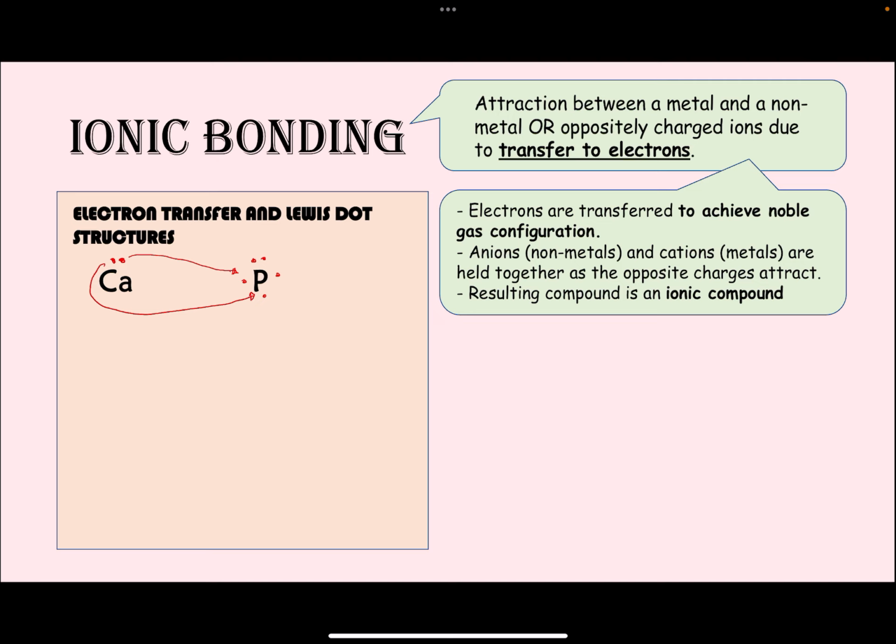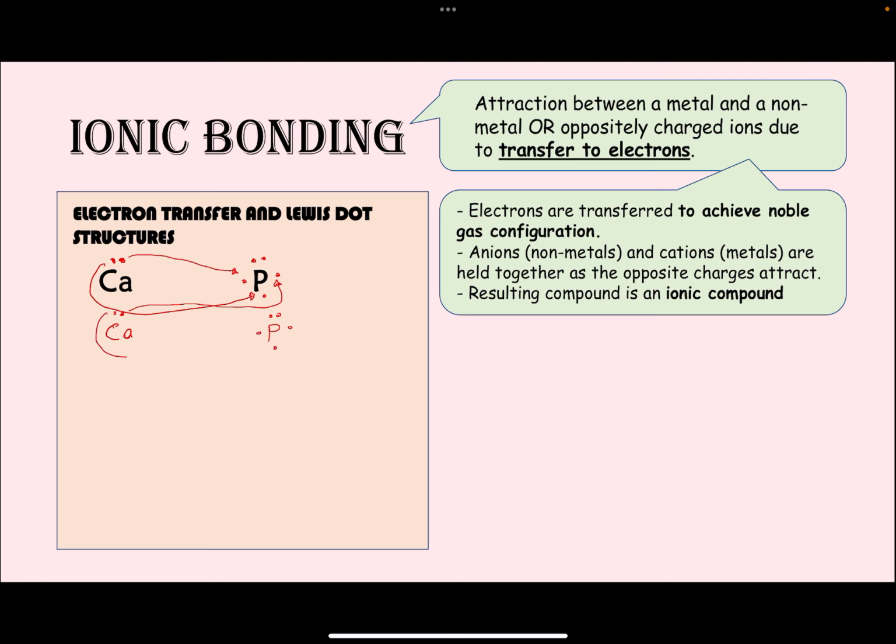Now the problem is phosphorus still needs 1 more electron. So what we can do in this case is go ahead and bring in another calcium atom. So here we have another calcium atom. Okay, so now this calcium atom is going to transfer another electron to the phosphorus. Now the problem is that we still have 1 electron left on the calcium, so now this calcium is not stable. So we're going to have to go ahead and bring in another phosphorus. So here's another phosphorus with 1, 2, 3, 4, 5 electrons.